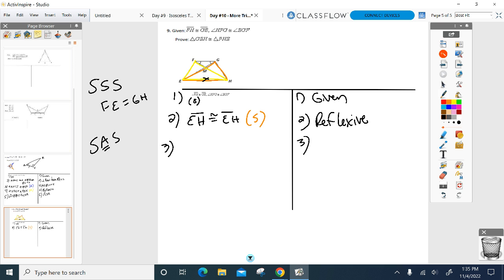Remember, I have FH and the reflexive side. I have GE and the reflexive side. Where's the angle in between that would need to be congruent? No, that would not be in between. It's got to be between FH and the reflexive side, and between GE and the reflexive side. So MEH, right? Congruent to MHE. Look, it's got to be one of those two. It can't be anything else, because it's either side, side, side, or side, angle, side.